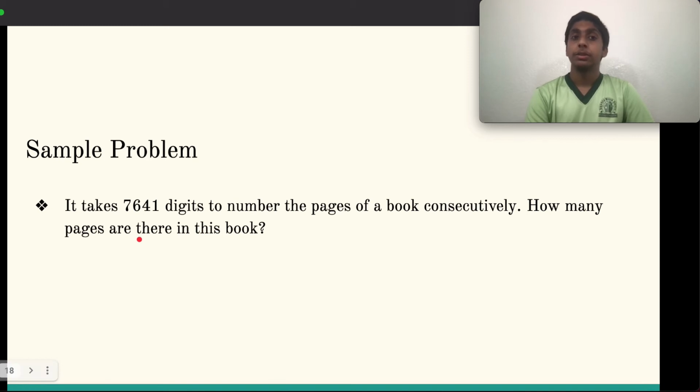Okay, again, so there's 7,641 digits to number the pages of a book consecutively. How many pages are there in this book?